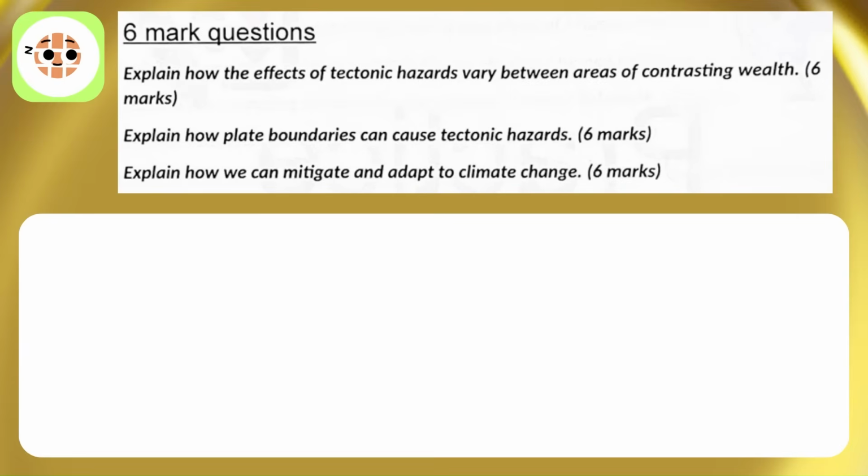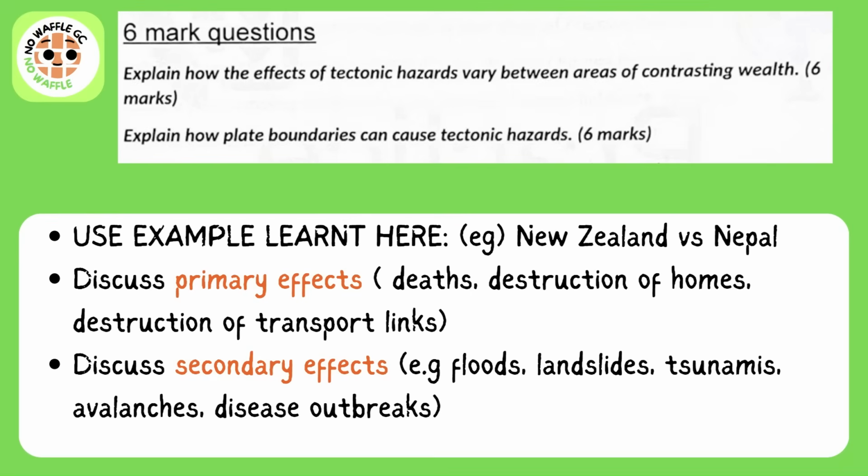Now we're moving on to the 6 markers. So let's look at the first one. Explain how the effects of tectonic hazards vary between areas of contrasting wealth. So what this question is asking is for you to draw out your knowledge from your example that you've learnt, whether it's New Zealand versus Nepal, or it's an example using Italy, or anything like that.